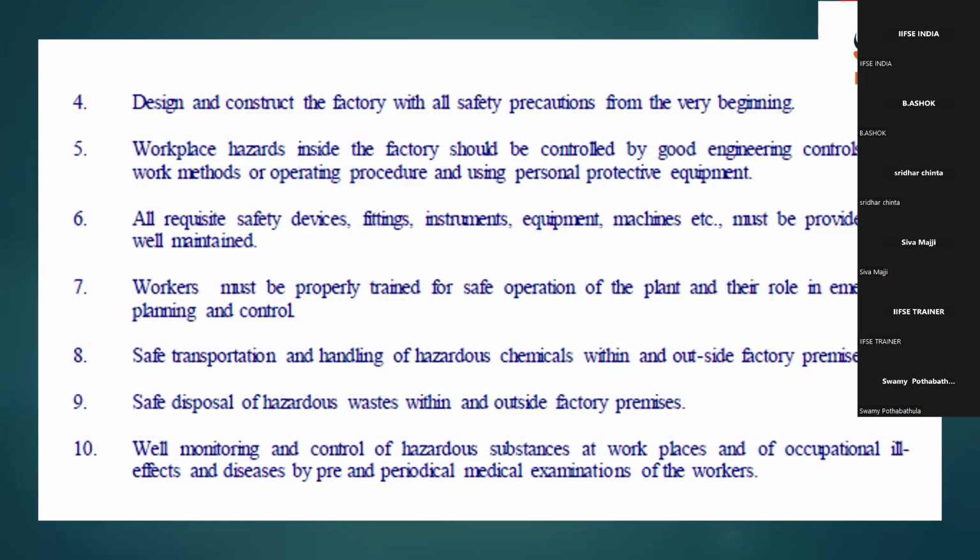Okay. So the workplace hazards inside the factory should be controlled by good engineering controls and safe work methods, also operating procedures, and by using personal protective equipment, which is nothing but PPE. So what is meant by engineering control? Anybody want to speak? You can speak, I'm unmuting. What is meant by engineering control, with an example?